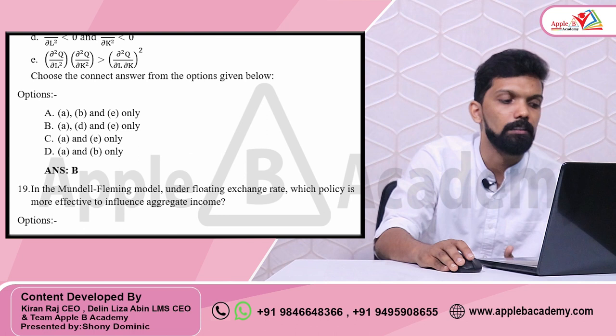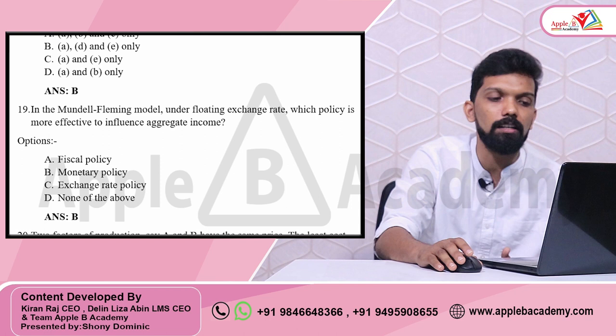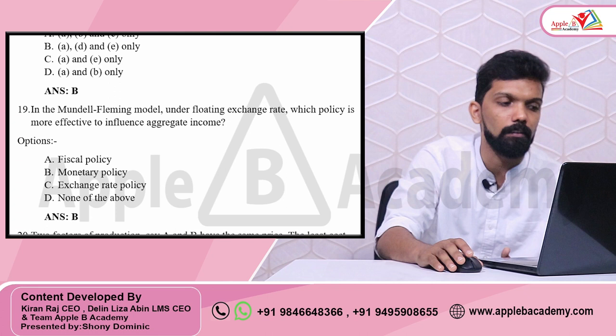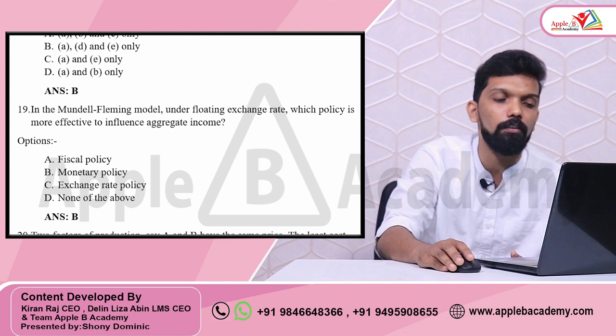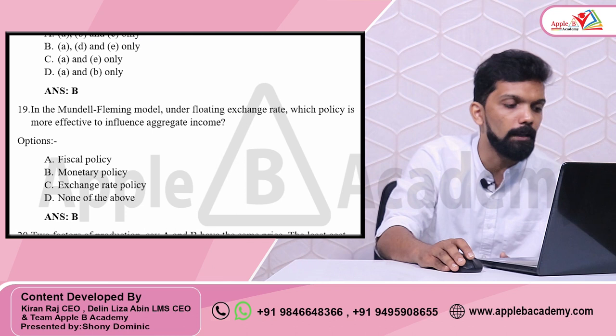The 19th one, in the Mundell Fleming model under floating exchange rate, which of the policies is more effective to influence aggregate income? This question is from the module International Economics. Different options are given: fiscal policy, monetary policy, exchange rate policy and none of the above. The right answer for this question is monetary policy, which is option B.